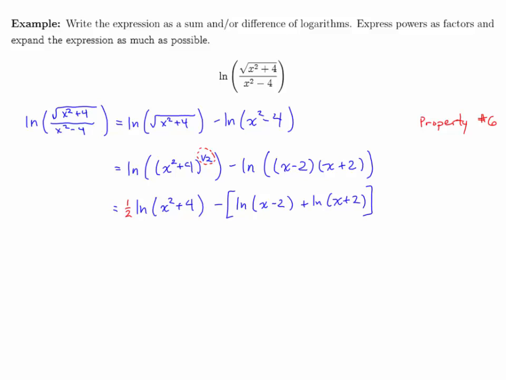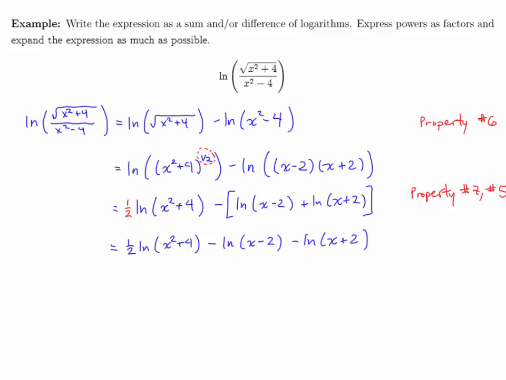And if we're referring to those properties, that's going to be property number 7 for that first expression, and number 5 for that second one. The last thing we want to do is expand this further. So we're subtracting this sum, so we'll subtract each term in that sum. So this will be 1/2 times the natural log of x squared plus 4, and then minus the natural log of x minus 2, and then minus the natural log of x plus 2.